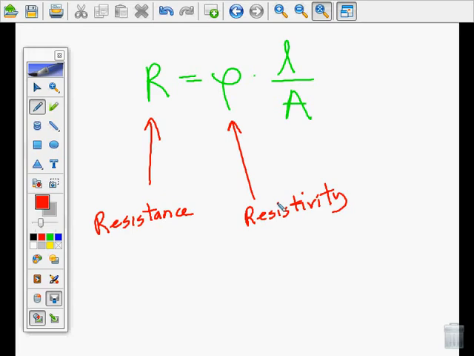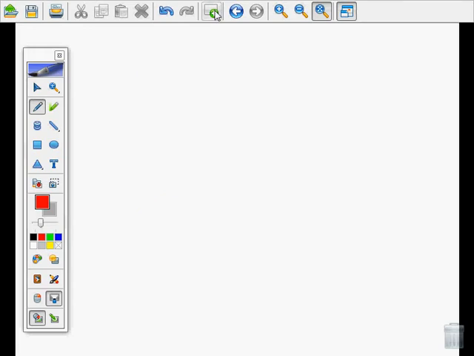So let's look at a sample problem. Let's say we have 4 wires made up of the same material.